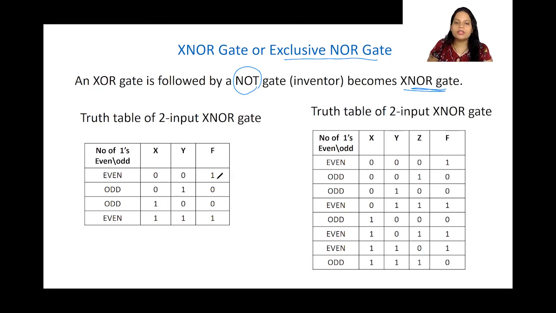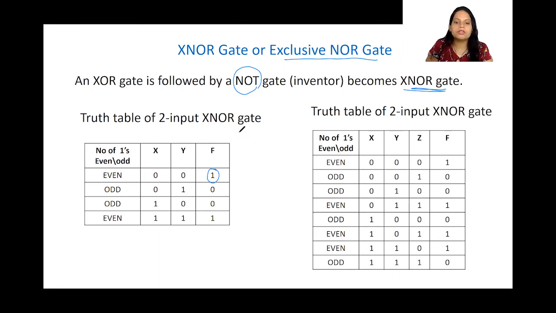So in this case, what is going to happen is, if we have an even number of inputs as 1, then we are going to get 1 as output, and if we have an odd number of ones, then we are going to get 0 as the output. Just the other way around from the XOR gate, isn't it? So see here, whenever we have even, we are getting 1. Whenever we have odd, we are getting 0 as output.